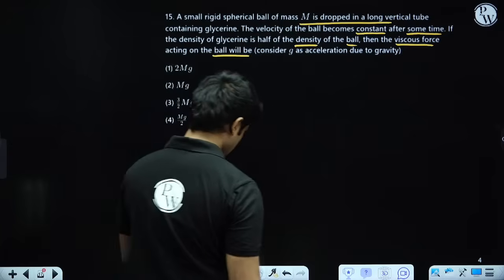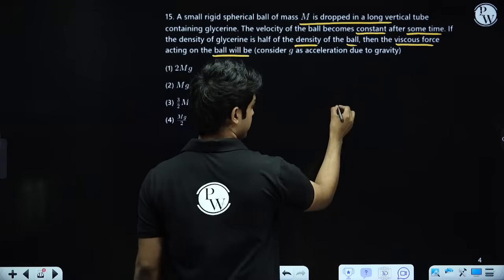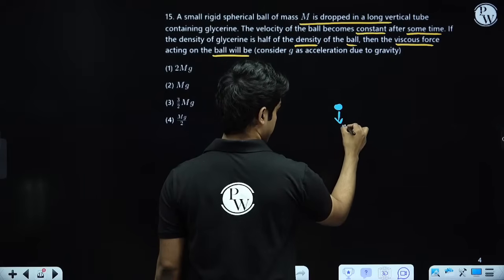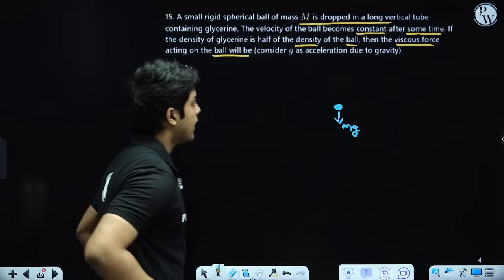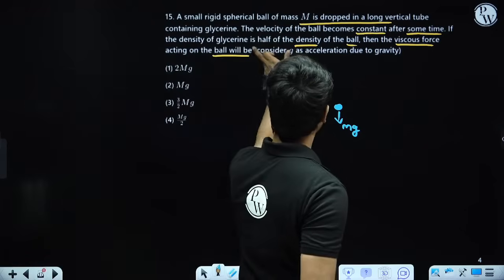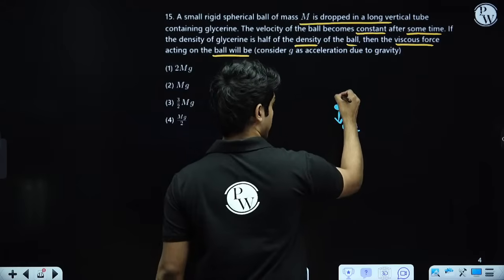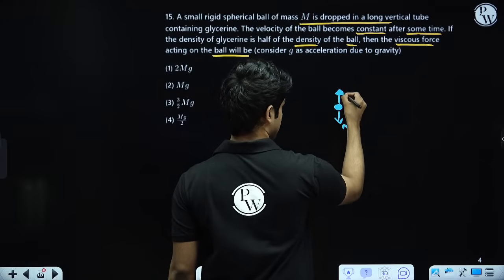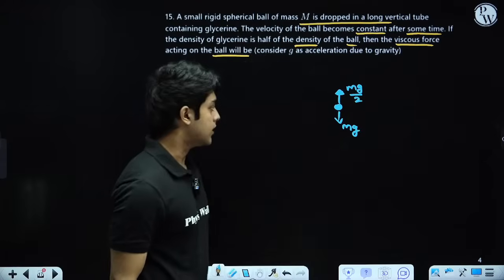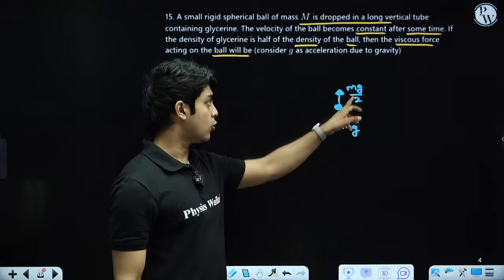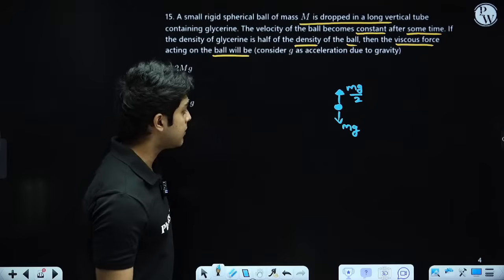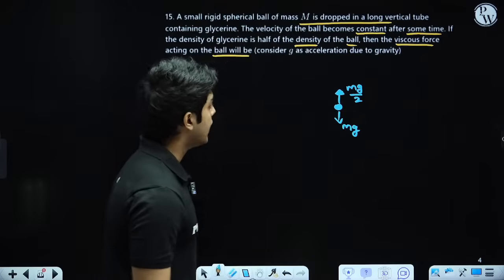Let's draw a diagram first. If the ball is over here, we have the weight of the ball, which will be mg. Then we'll have the buoyancy force acting. Because the density of the fluid is half the density of the ball, and buoyancy is proportional to density of the fluid, this will be mg by 2. It will simply be rho Vg, but the rho of the liquid is rho by 2, half the rho of the ball, so the buoyant force will be mg by 2. And then we have the friction.